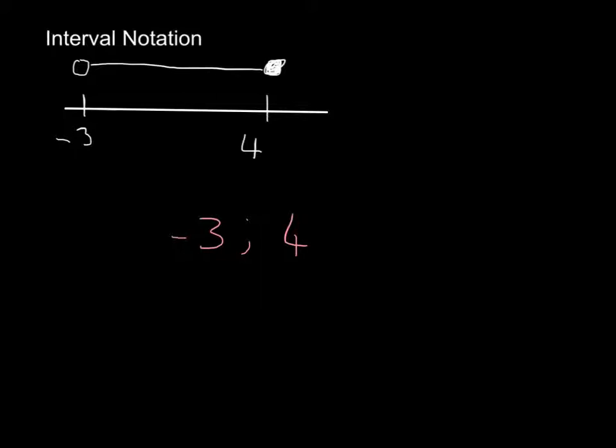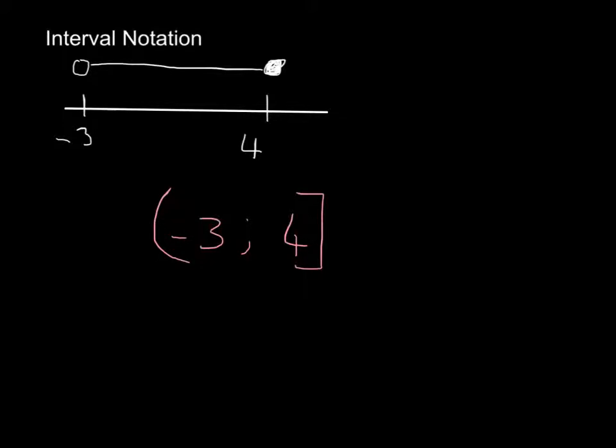Now what's different is that we don't need inequality signs in interval notation. All we need to know is, do we include our last value? So a closed dot says it does. So I have a square bracket for including, and minus 3 is an open dot, so we're not including, and it's a round bracket.